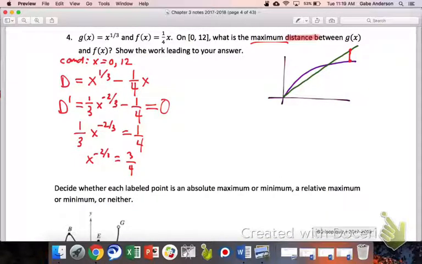I want to take both sides to the negative 3/2. This would work. You want to take it to the reciprocal power, right? So wouldn't the x to the negative 2/3 to the negative 3/2 just end up being x to the first? Right? Because you multiply those exponents. And then we use our calculators to figure out what is 3/4 to the negative 3/2. And that will be our lone critical point.